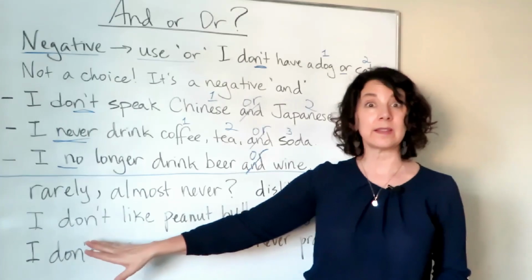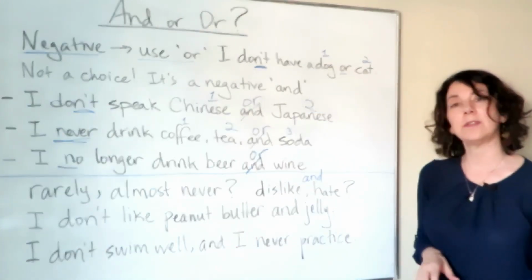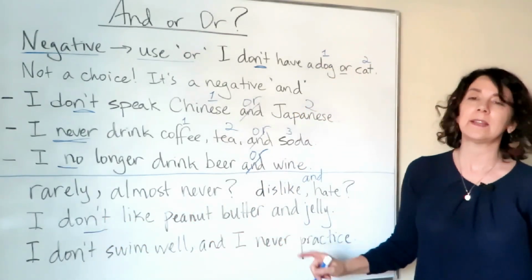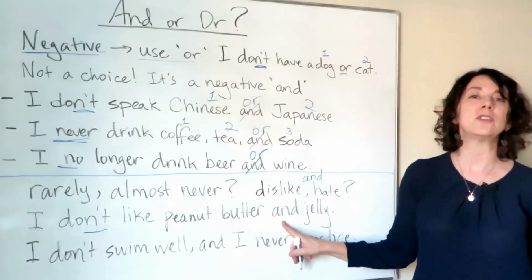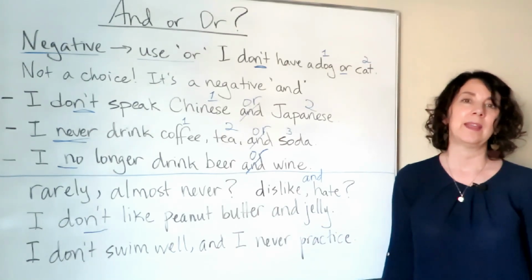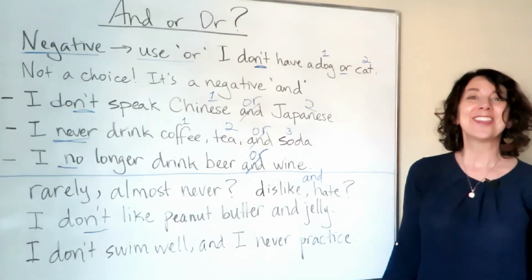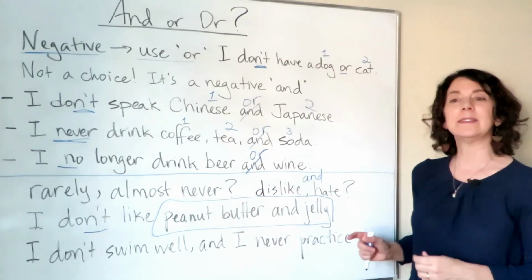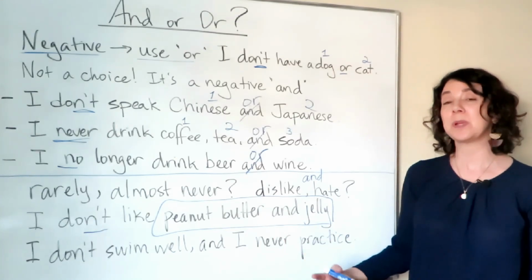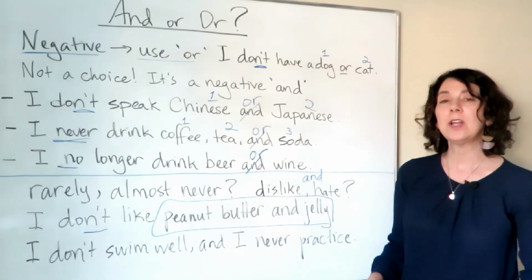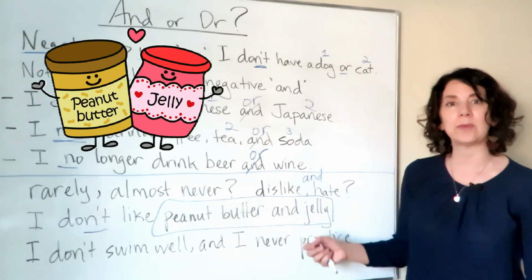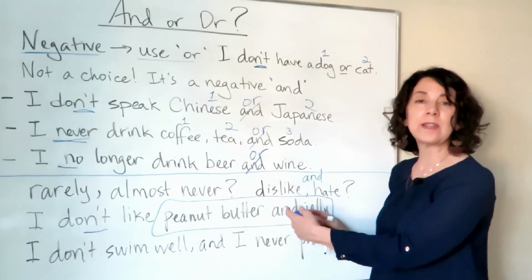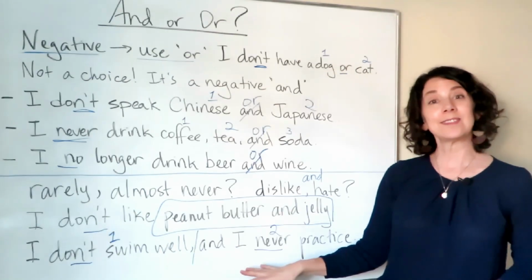Okay, for the next one, let's look at this one. I don't like peanut butter and jelly. Now, is this sentence negative? Yes, it is, but this sentence is correct. In this sentence, we don't use "or," we use "and." Can you guess why? The reason is that peanut butter and jelly is considered one thing. It is considered one unit that has two parts. We always eat peanut butter and jelly together, so it's considered one thing. And for that reason, we're not joining two separate things, so we just use "and" to join the two things to make one unit.